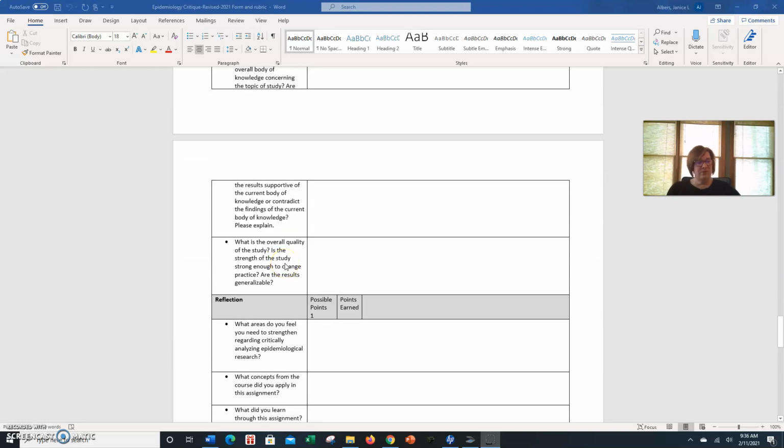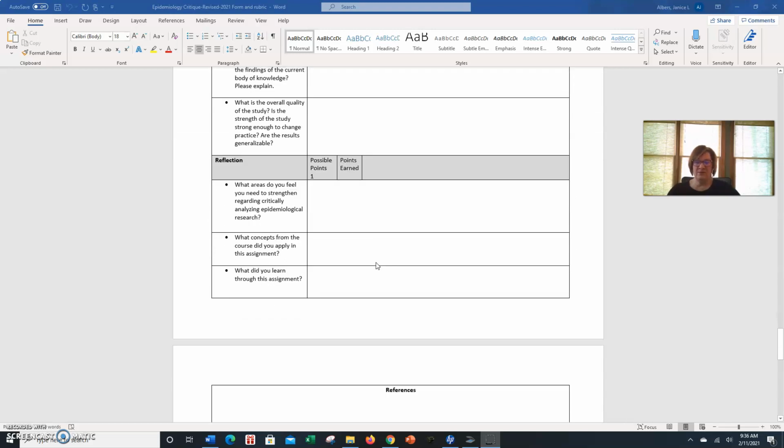And reflect on the overall study, the quality of the study. Is it strong enough to change practice? Are the results generalizable again? And will you use this in practice? Let's get into your reflection. What did you learn? What do you need to work on? And it is perfectly fine to continue to work on.